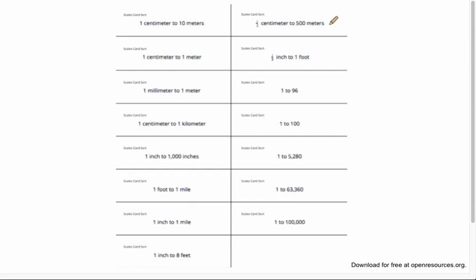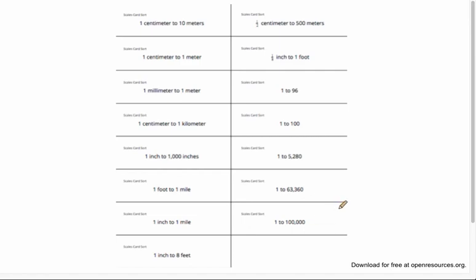The next is 1/2 centimeter to 500 meters. The next is 1/8 of an inch to 1 foot. The next is 1 to 96. The next is 1 to 100. The next is 1 to 5,280. The next is 1 to 63,360. And the last one is 1 to 100,000. That's a 1 with 5 zeros.